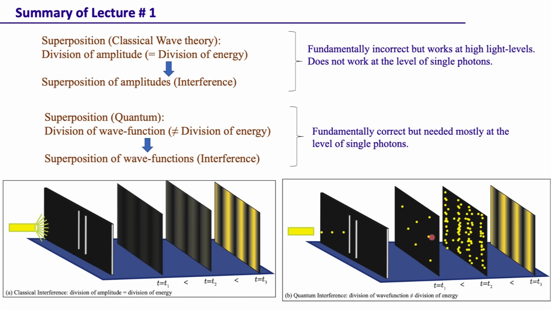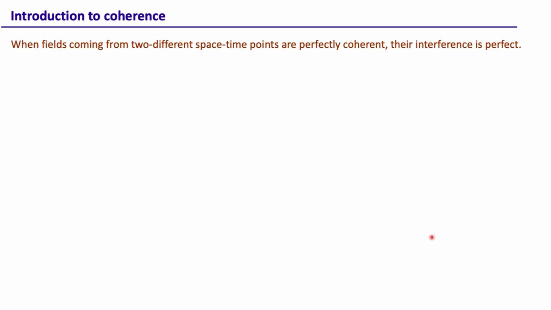So that actually is the difference between classical and quantum interferences. Okay, so with that, let's get to today's lecture, and today we are going to introduce coherence. There are just a few basic statements and basic intuition about coherence that I'm going to present, and later we'll do all this with much more mathematical rigor.